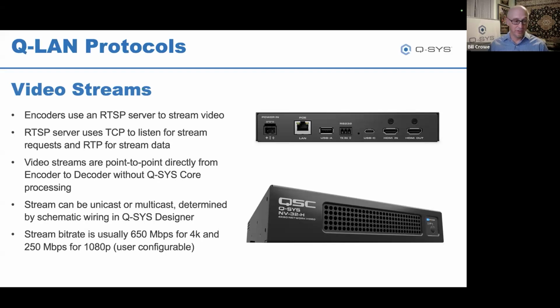One huge thing to keep in mind, obviously, is that the stream bit rate usually hovers around 650 and can be as high as 800 megabits for 4K or UHD resolutions. But if you're doing 1080p, each one of those streams is about 250 and typically maxes out at about 300 megabits. So there are some bandwidth concerns that you need to provide for on your network.